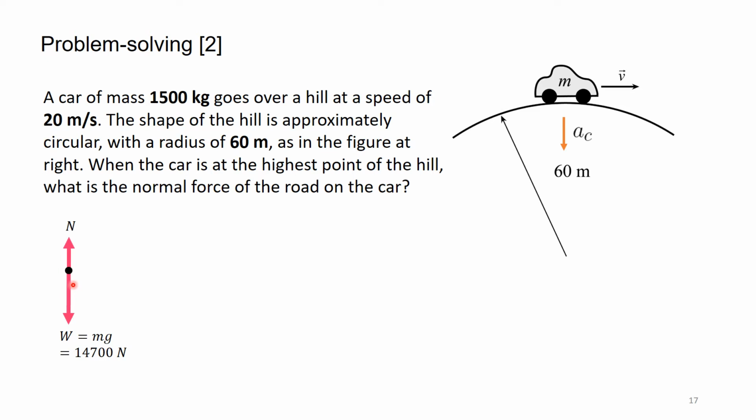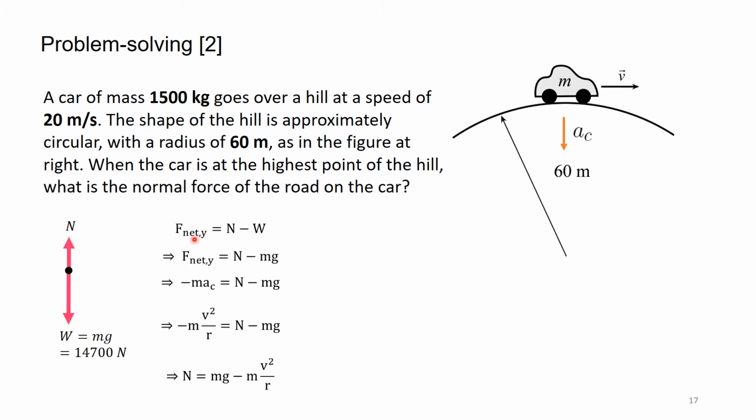Okay, so this is what the free body diagram looks like. There are just two forces, normal force and weight, acting vertically, and the weight is 14,700 newtons. You can find it by calculating the product of the mass with g. Okay, and the normal force has to be less than that. So we draw a smaller arrow for the normal force. And now let's write down the vector sum of the forces. So let's write down the net force as normal force minus weight.